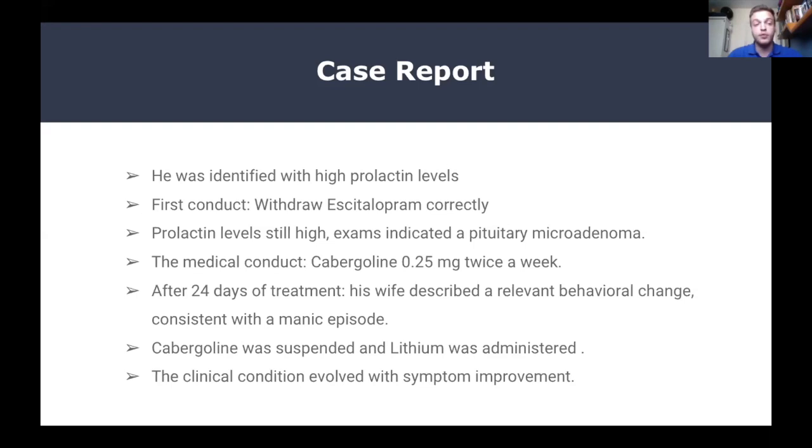After 24 days of treatment, his wife described a relevant behavioral change, such as irritability, impulsiveness for tobacco, binge eating, verbiage, disconnected and accelerated thoughts, reduced need for sleep, and increased libido. These symptoms are consistent with a manic episode. The Altman Mania Scale, EACA, or CARS-M in English, was administered by a psychiatrist. The value obtained from the test was 19 and indicated the presence of moderate mania. Cabergoline then was suspended and lithium was administered. The clinical condition evolved with symptom improvement.